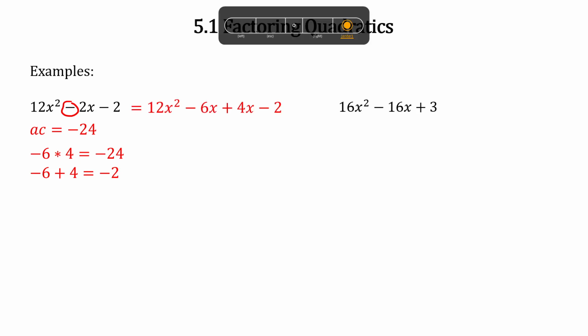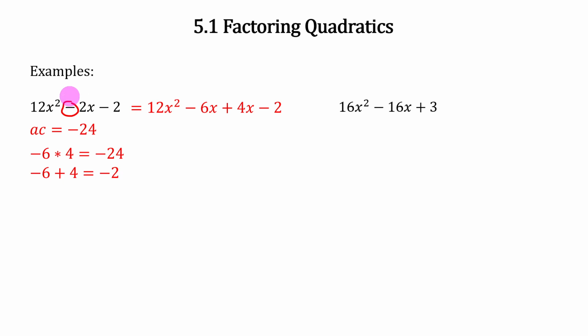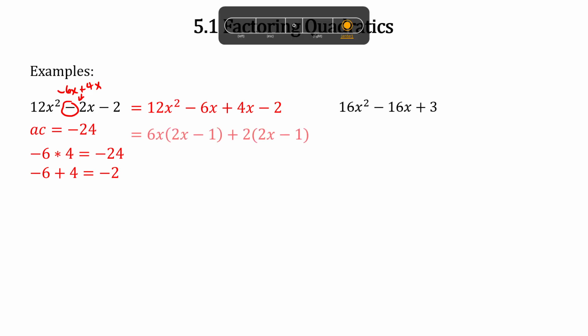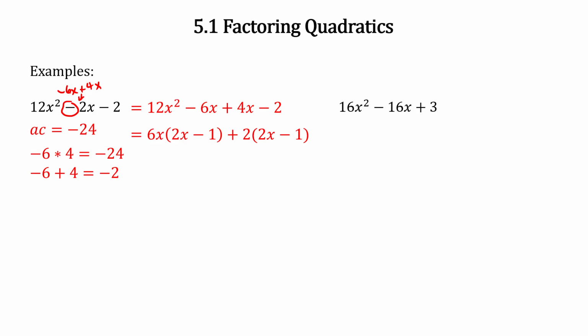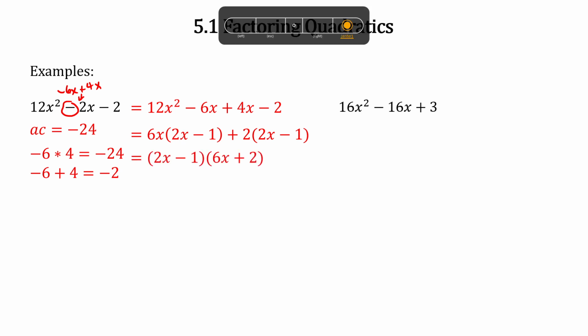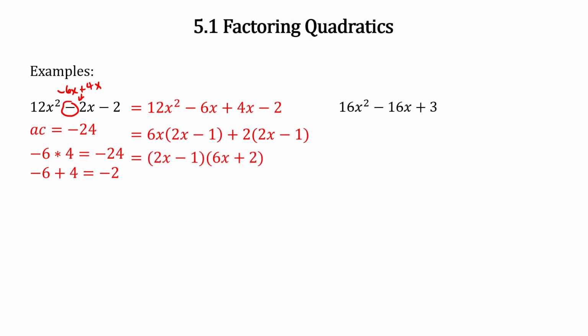So I'm going to bunch them that way. I turned negative 6x plus 4x, which is negative 2x. Now, I can factor out a 6x out of here, and I can factor out a 2 out of here. And it leaves both of them with 2x minus 1. So I'm going to factor out the 2x minus 1. Get 2x minus 1 times 6x plus 2.